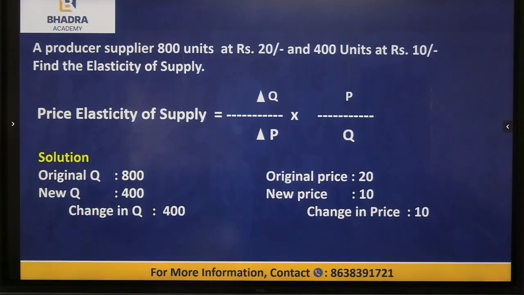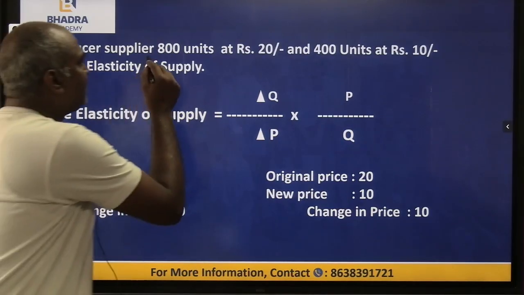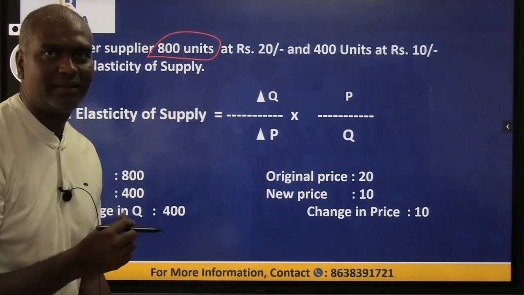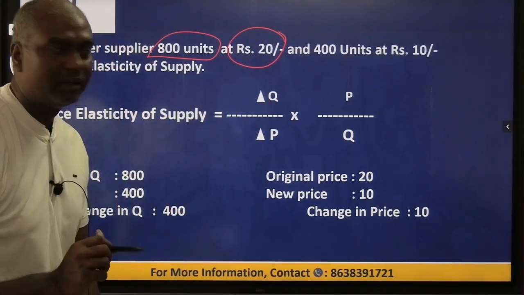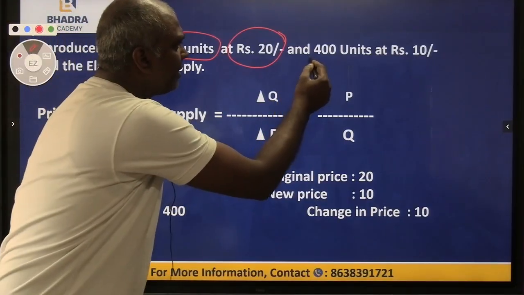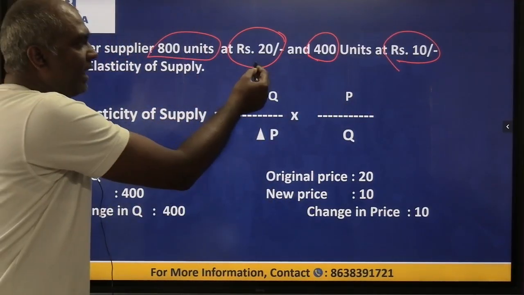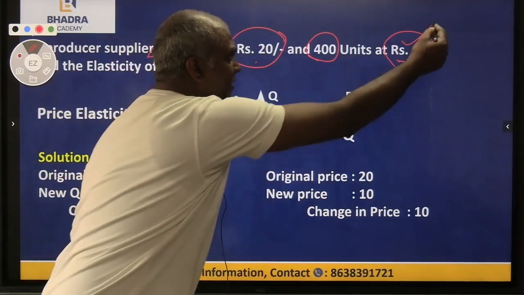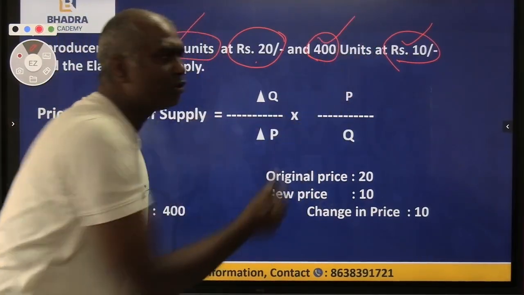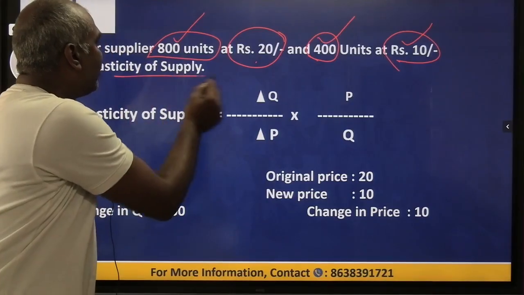Let us solve the problem. Look at this one. A producer supplies 800 units of something at 20 rupees per unit. He is ready to supply 400 units at 10 rupees. So understand, when the price is 20 rupees he supplies 800 units, but when the price is 10 rupees he is ready to supply only 400 units. Now the question is, what is the elasticity of supply?